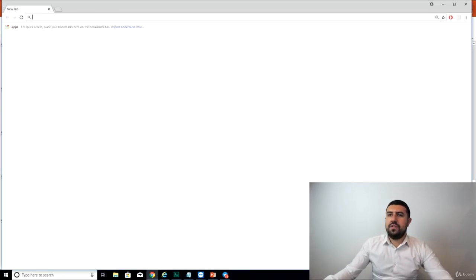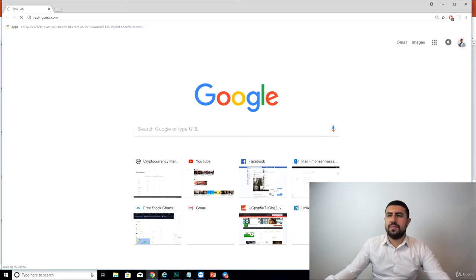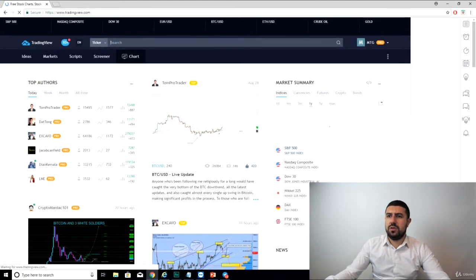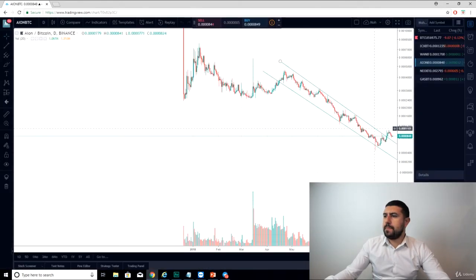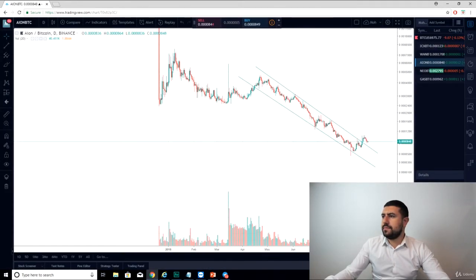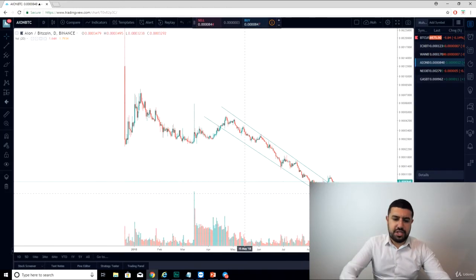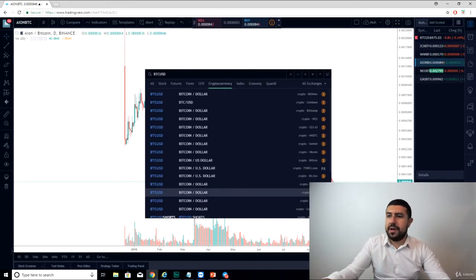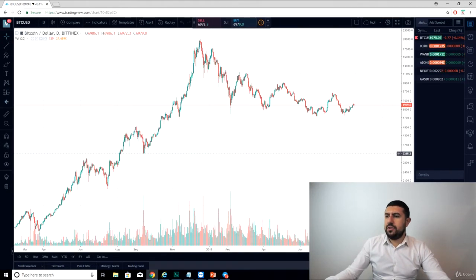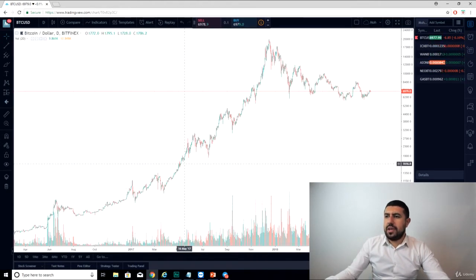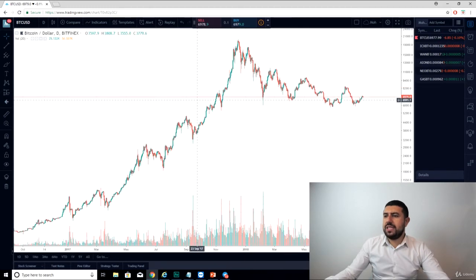Let's check it out on TradingView and see if we can spot any of those. Okay. So, well, let's check Bitcoin USD if we can spot anything. Log scale, good. Okay. So I had this uptrend here, and look at this. There seems to be a bit of a support around 6,000 here.